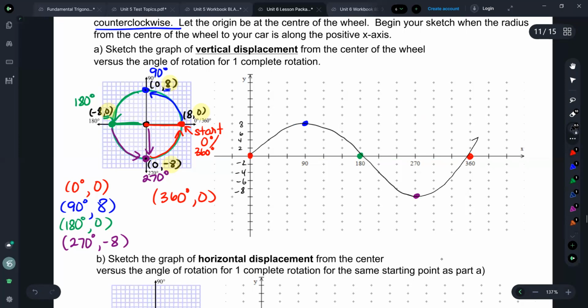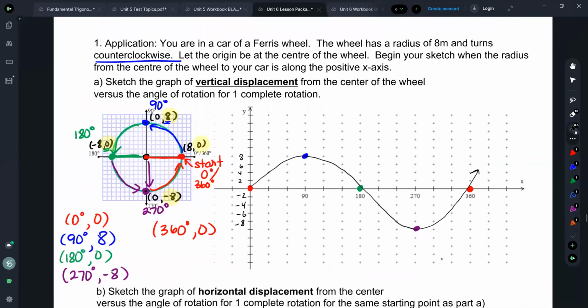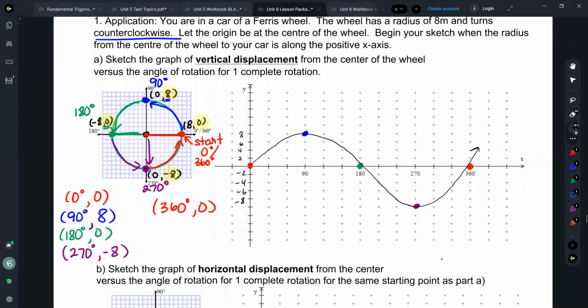What do you notice about the radius of the circle? They're both 8. The radius of the Ferris wheel is 8, and the amplitude, if we look at the graph, is 8 units from the middle to the max and the middle to the min.